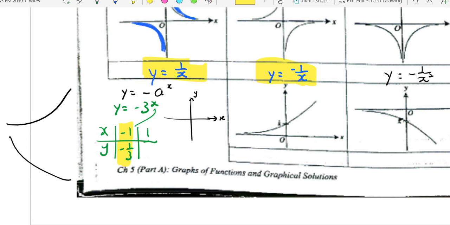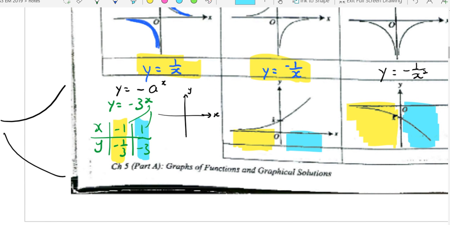Last one. What about I choose 1? I put inside, what do I get? Negative 3. So if I take out my highlighter, this is my 1, negative 3. Where is it? Fourth quadrant, right? Do you know where's the answer? The first one or second one? Second one. So the answer is y equals to minus a power x.